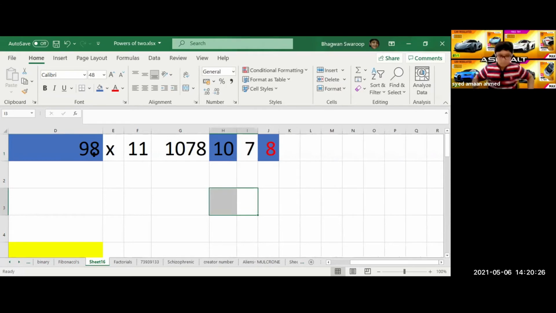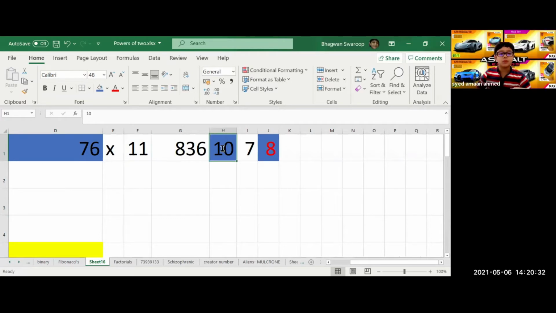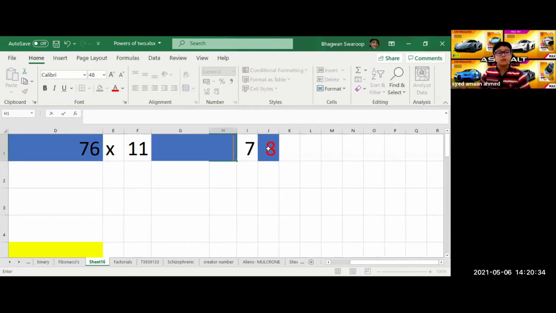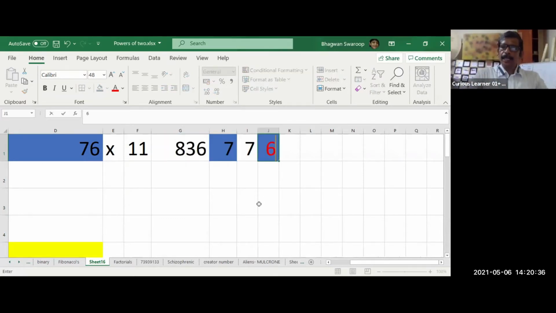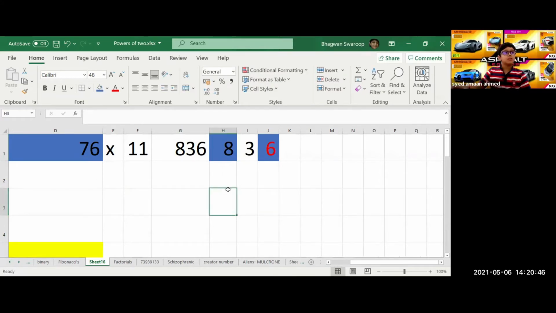Okay, now we say 76 multiply 11. 7 here, 6 here, 7 and 6 is 13, 3 in between, but because 1 has to be carried over, the 7 becomes 8, 836. How about 459 into 11?